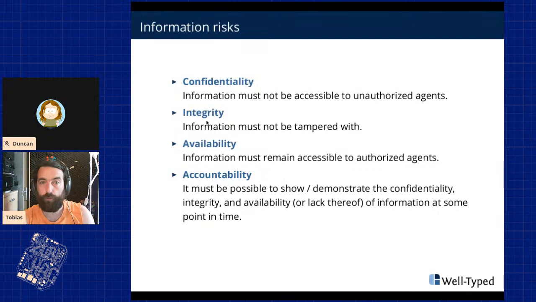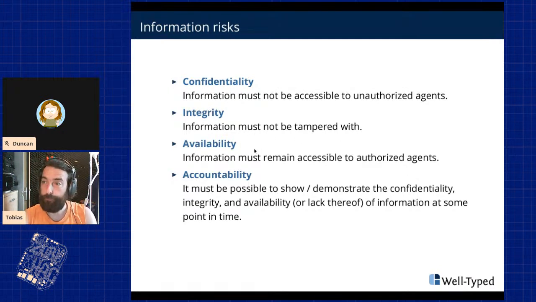Then we have the property of integrity. So information must not be tampered with. Going back to the email example, when I send you an email, I want that email to arrive in the exact same state as I sent it. I don't want anyone in between to intercept it and change the text, for example.